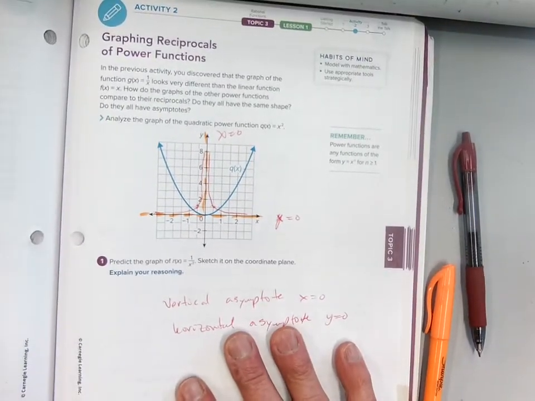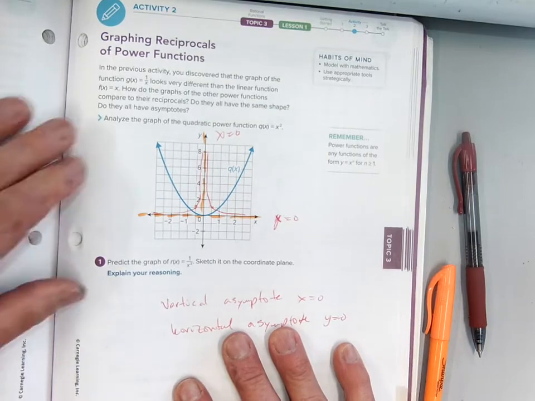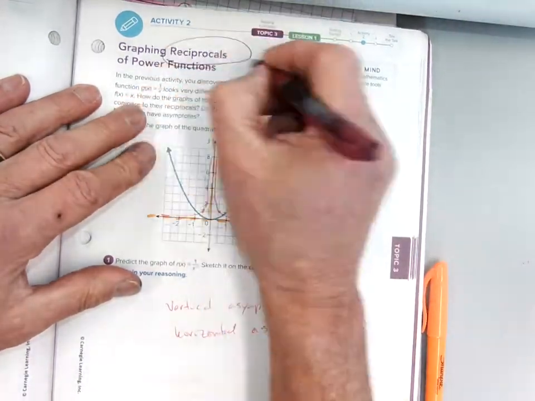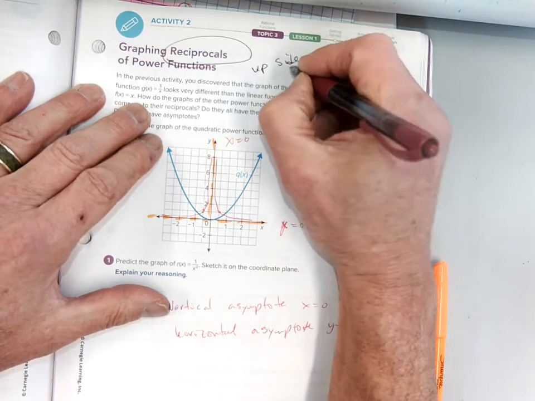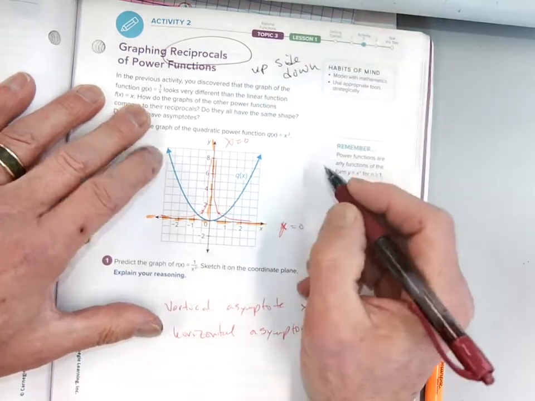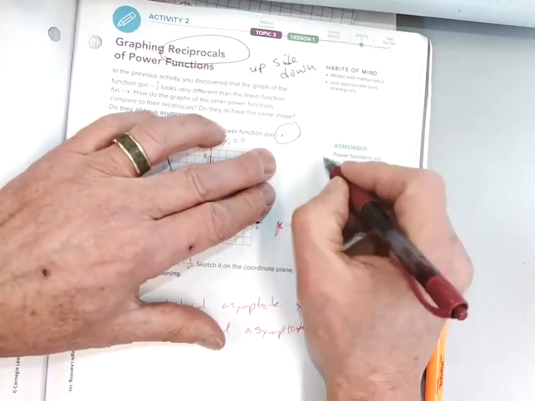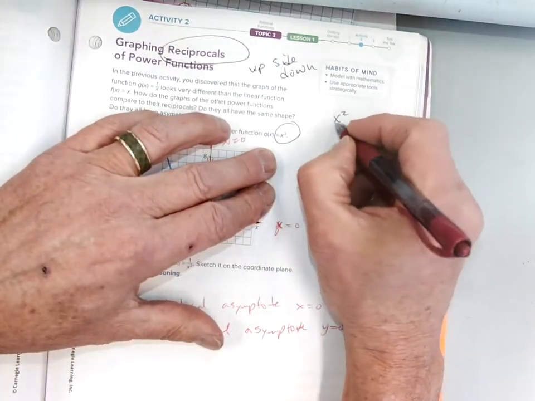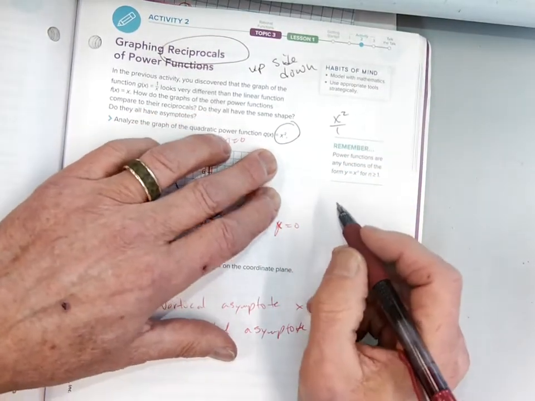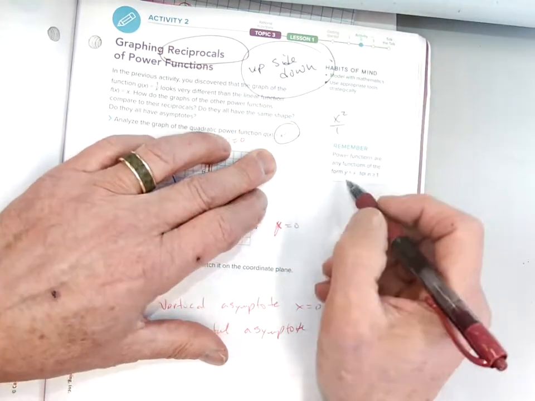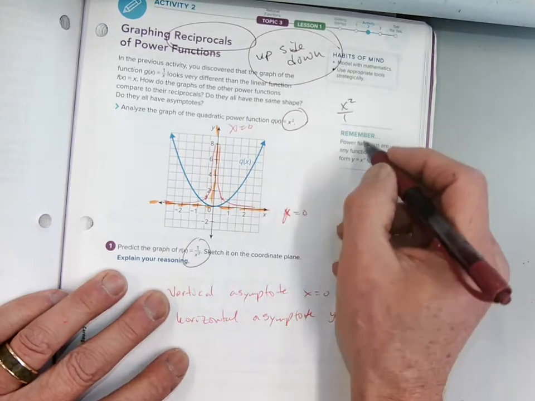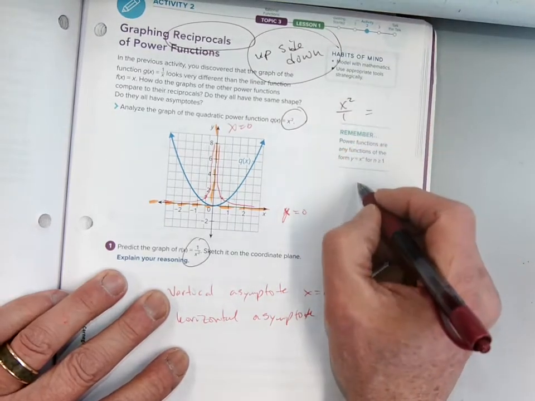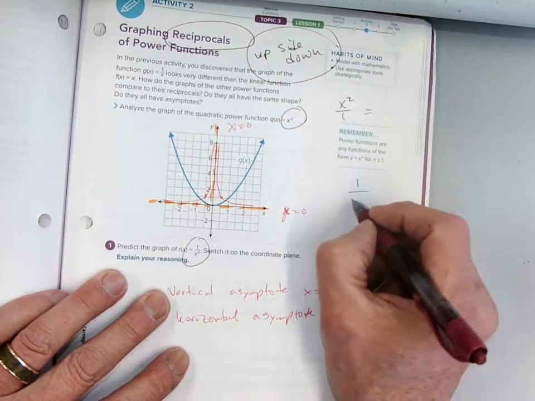So then we talked about reciprocal functions. A reciprocal is like the upside down. So we started with x squared. x squared can also be written as x squared over 1. If we turn that upside down, we wind up with 1 over x squared. So the reciprocal of x squared over 1 is 1 over x squared.